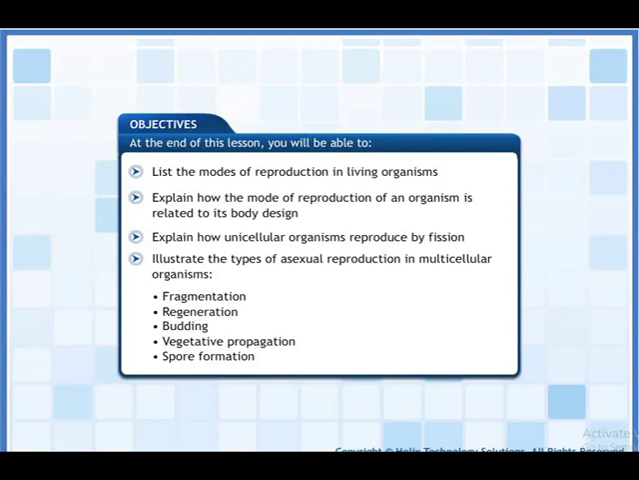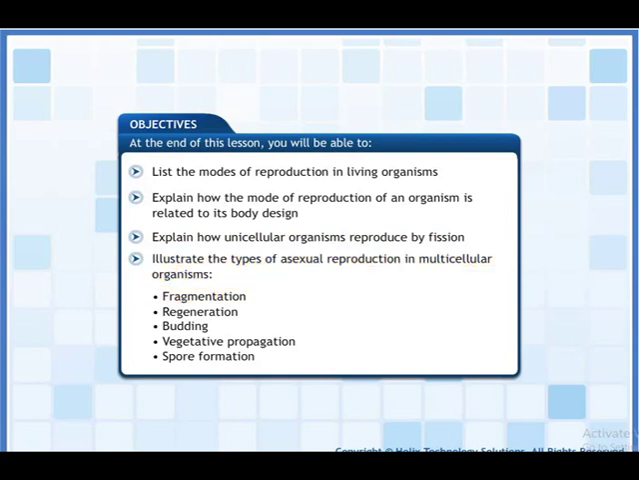In this lesson, you will learn about the modes of reproduction in plants. At the end of this lesson, you will be able to list the modes of reproduction in living organisms. Explain how the mode of reproduction of an organism is related to its body design. Explain how unicellular organisms reproduce by fission. And illustrate the types of asexual reproduction in multicellular organisms.